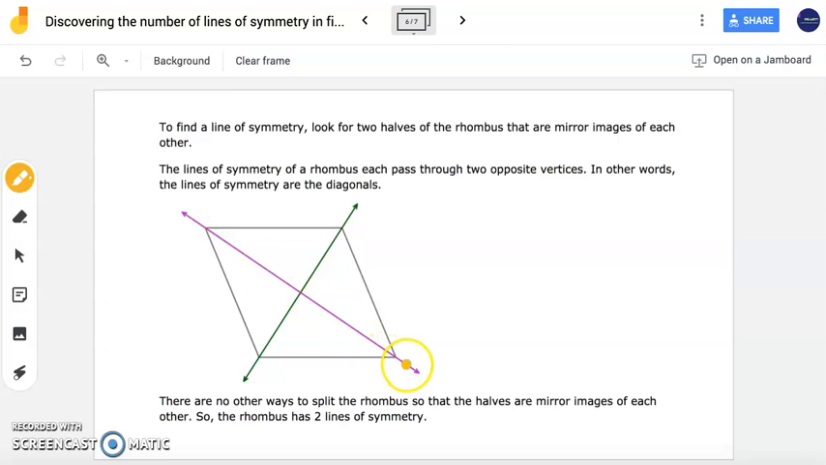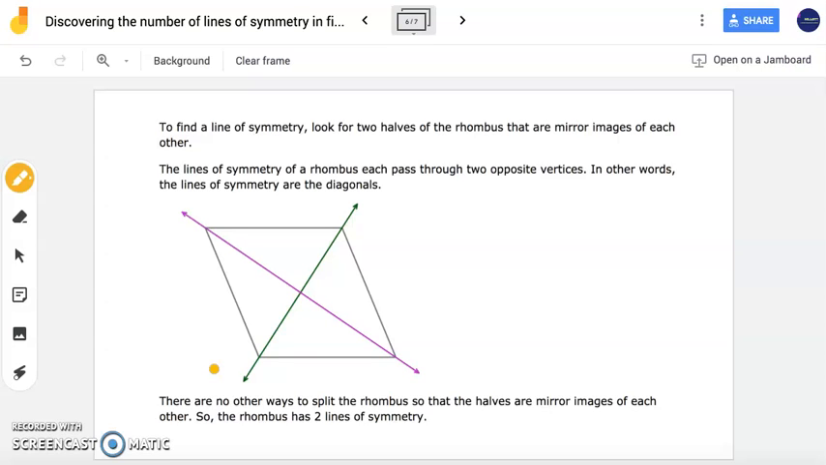And now look at this purple line. If we connect one vertex to the opposite vertex, that's forming that diagonal line, which is also known as my line of symmetry. And I'm also going to do the same thing for the green line. I have one vertex here, one vertex here, and I'm forming that other diagonal line. So there are no other ways to split the rhombus so that the halves are mirror images of each other. So the rhombus has two lines of symmetry.